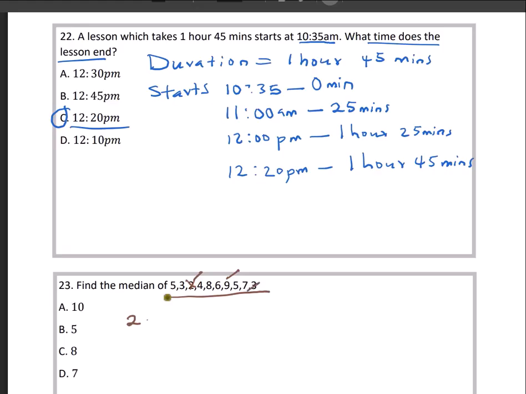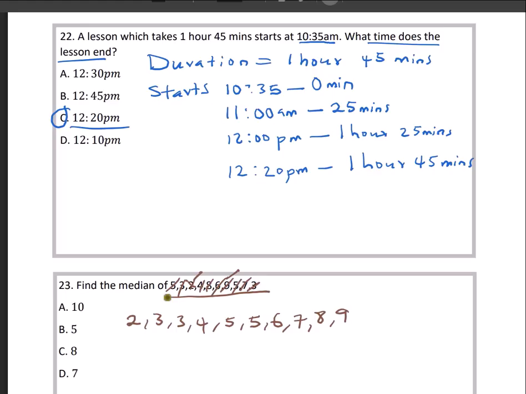So we'll have 3 here. So the next one is 4. I'm counting it so that I will not make a mistake, 4. Then after that I have a 5 here, and another 5 here. Then I have 6 here, 7, and then 8, and then the last one 9. So I've considered all the numbers in this data set.